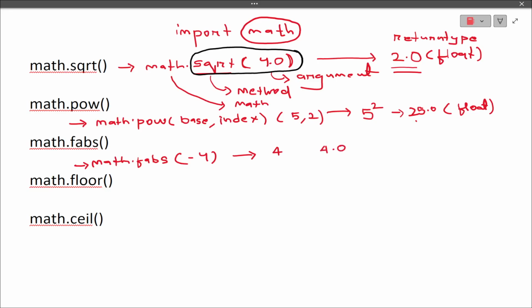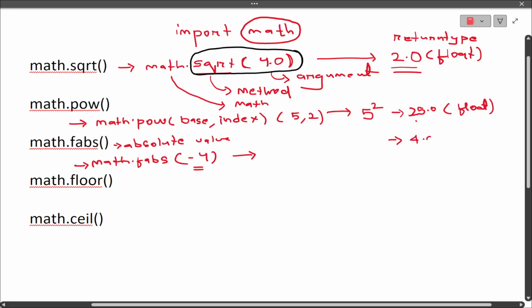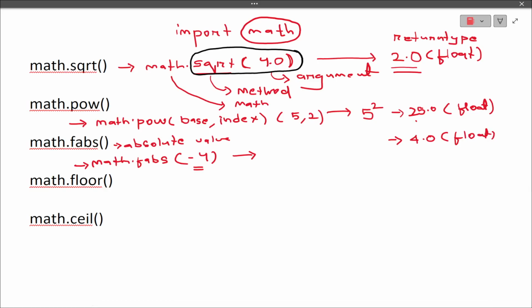This is the debate. If I give minus 4, could you get why we got 4 here? Because I have already said that it will every time give you the absolute value. Absolute value means the positive value of any argument you give. And what will be the return type of this? Here as well, the return type will be float. So let me write here: you will get 4.0 as the answer, and the return type is float. The use I have already mentioned.